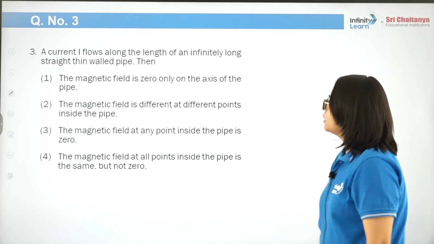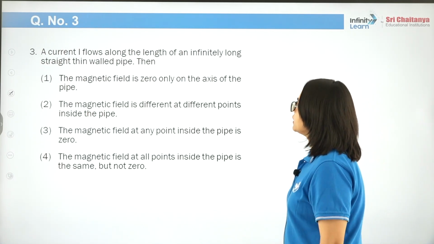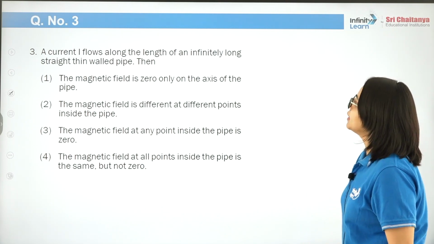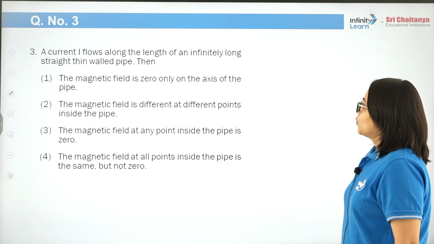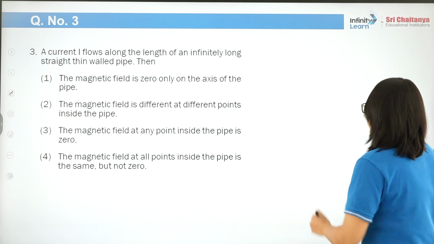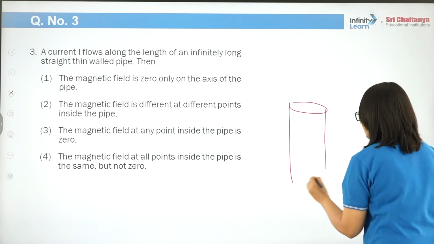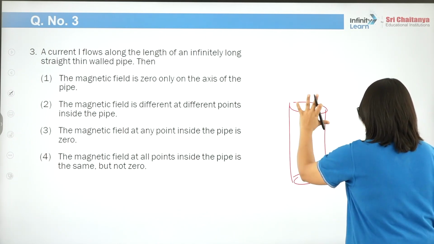Next is question 3. We have a current I flowing along the length of an infinitely long straight thin walled pipe. Then magnetic field is 0 only on the axis of the pipe. Thin walled pipe, it is something like this. So inside there is no current, right?